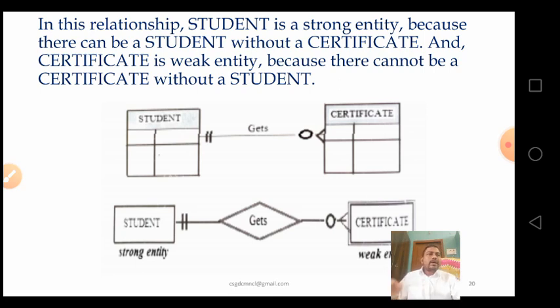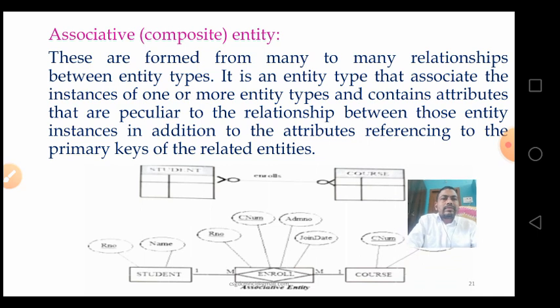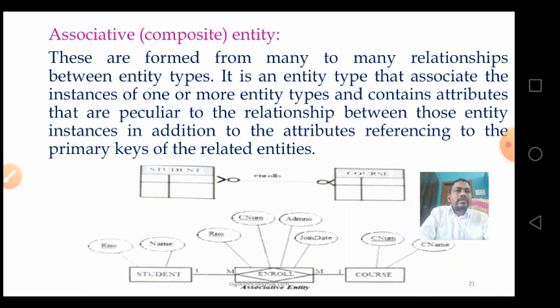Next, another entity is associate or associative or composite entity. These are formed from many to many relationship between entity types.